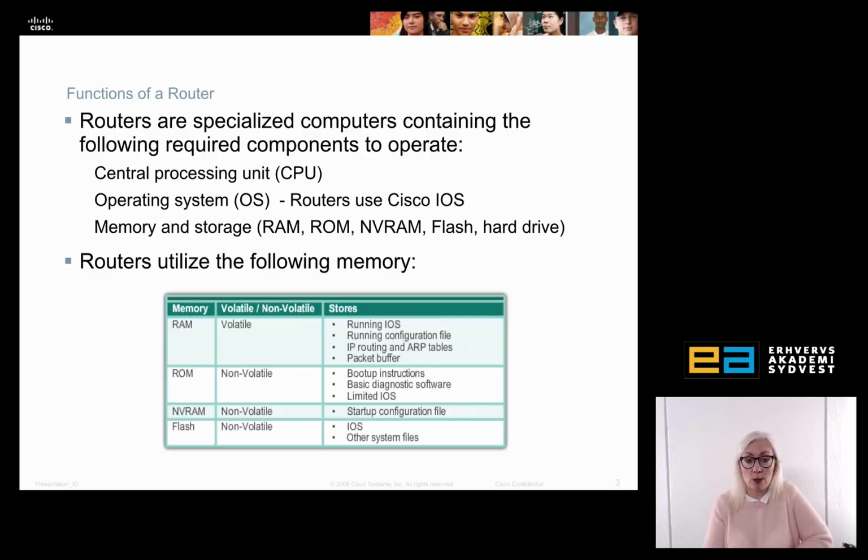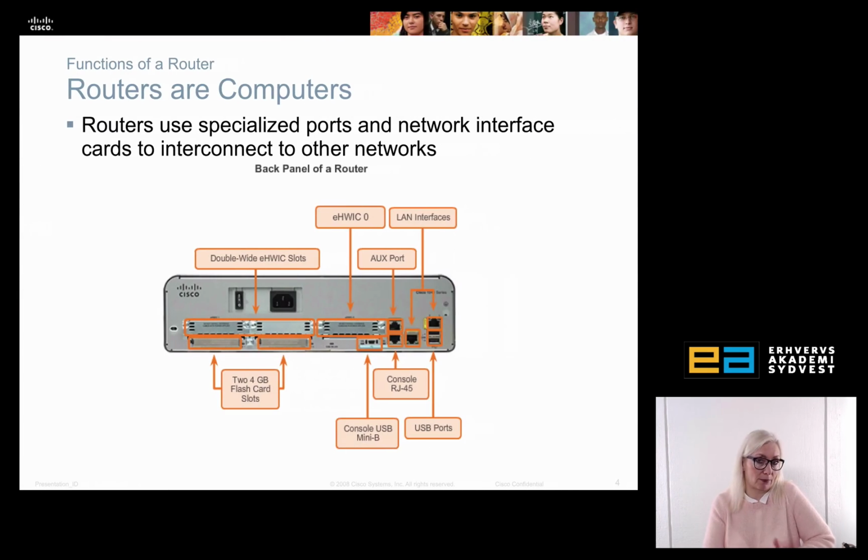The NVRAM is where we save our configuration files. So if we change the configuration, it will be saved and you can start it up on the same configuration again. And then we have the flash, where we'll normally find our operating system, but also other system files, for instance the VLAN DAT file in a switch, that is.